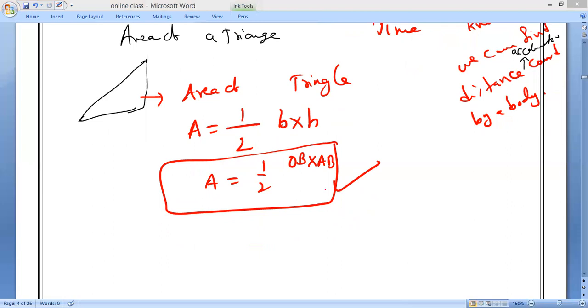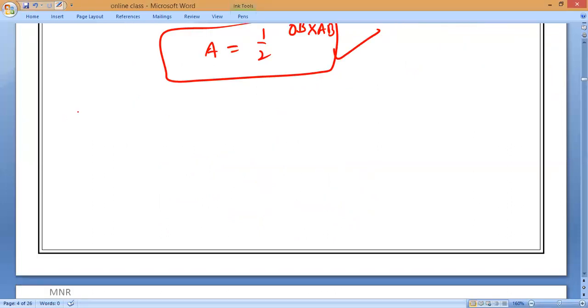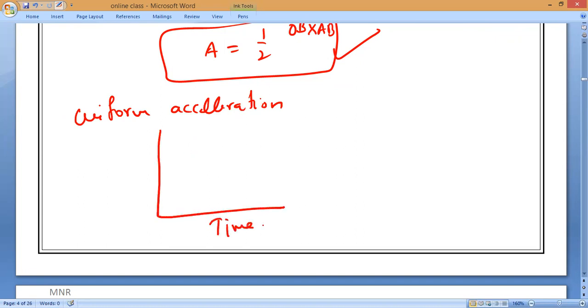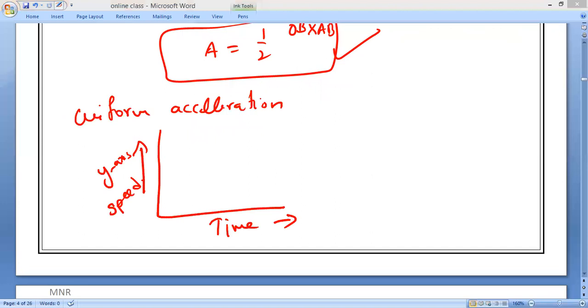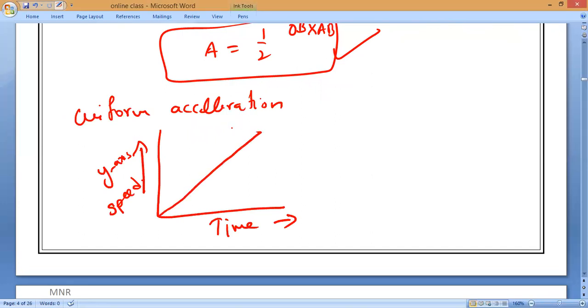Now, under the second graph, what is the opposite of uniform acceleration? Anybody? Non-uniform acceleration. So that is what you can take. If you take uniform acceleration, the x-axis will be time and the y-axis will be speed. Do you understand, everyone? Now if it is increasing speed, what graph is coming? Linear motion.